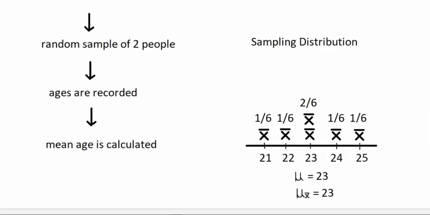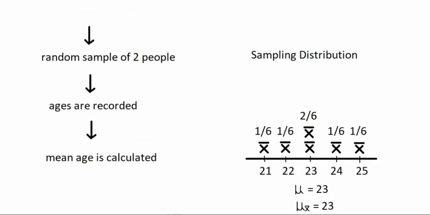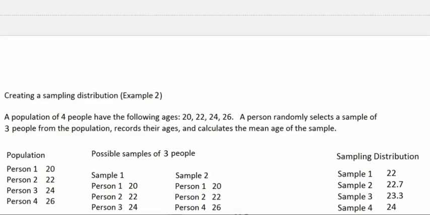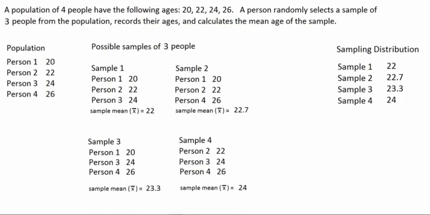So here I showed you the probabilities. This is the same diagram, but with the probabilities labeled. Here we have a situation in which 3 people are being selected from a population of 4 people, and the sample mean is being calculated. So someone is randomly selecting 3 people from this population and calculating the mean age of the 3 people. So we have our population right here. We have our possible samples.